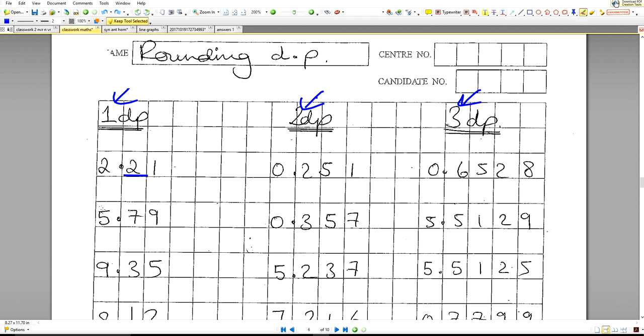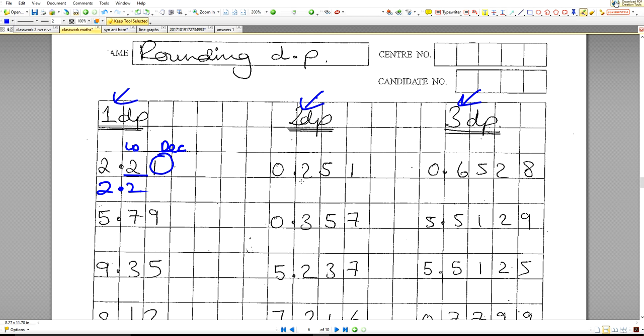So this is called our last digit. The next digit is called our decider, so that helps us to decide what we do. If the decider is less than 5, then we leave the last digit alone. This is very similar to rounding to the nearest whole number that we had before. Same idea. So that's one decimal place.